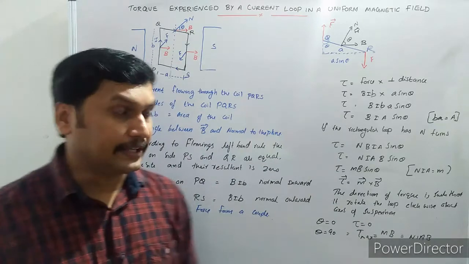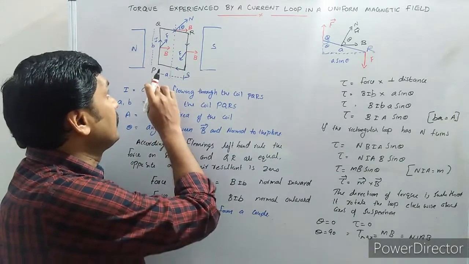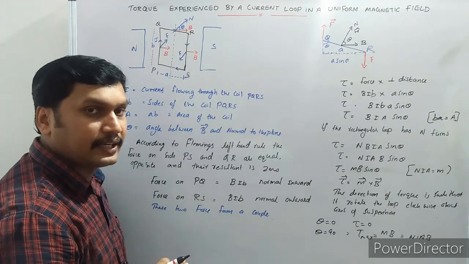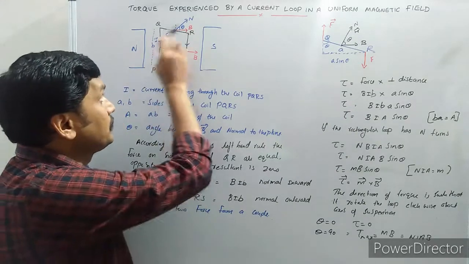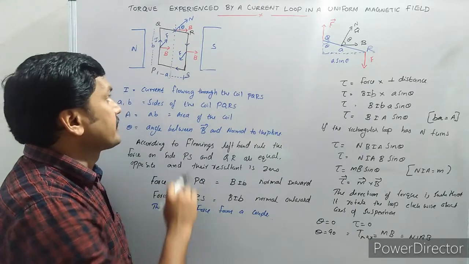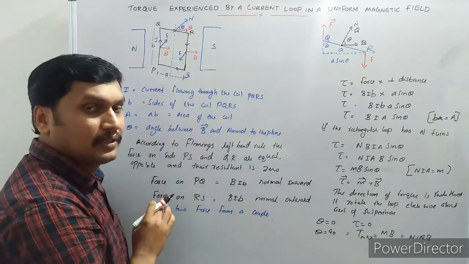Today we discuss the torque experienced by a current carrying coil in a uniform magnetic field. Consider we are placing a coil PQRS in a uniform magnetic field. PQRS is a rectangular coil, with sides A and B.